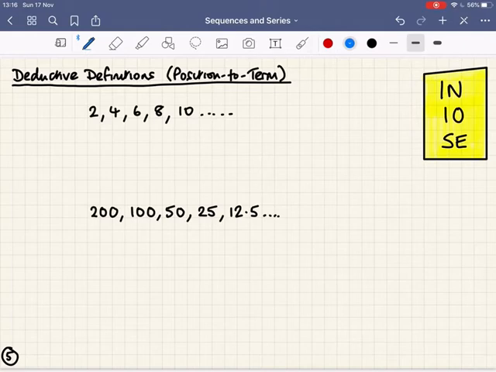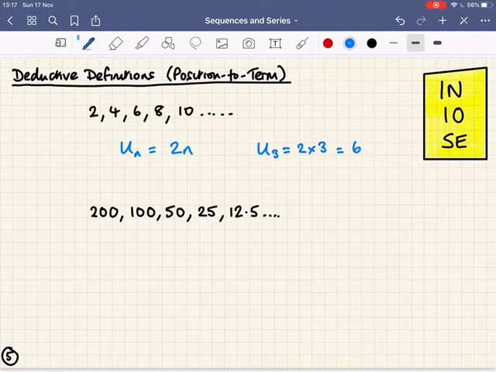So in the first one, our rule would just be un equals 2n. In other words, I take the position in the sequence, so say the third term would be calculated by 2 times 3. N is the position, so 2 times 3 is 6. So u3 would be equal to 2 times 3, which is equal to 6.